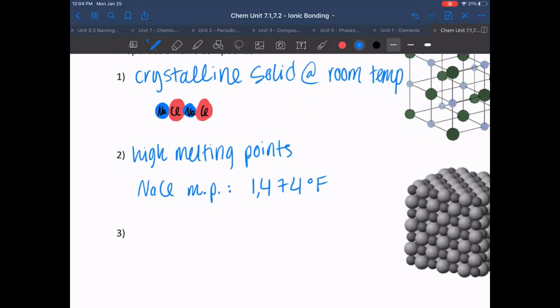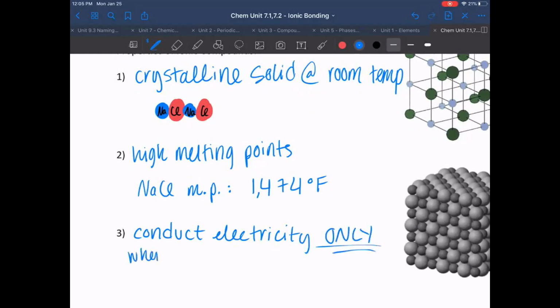All right, last thing. They conduct electricity, but this is only when melted or aqueous. So you guys are probably like, what the heck is aqueous? It is just a fancy term for dissolved in water.